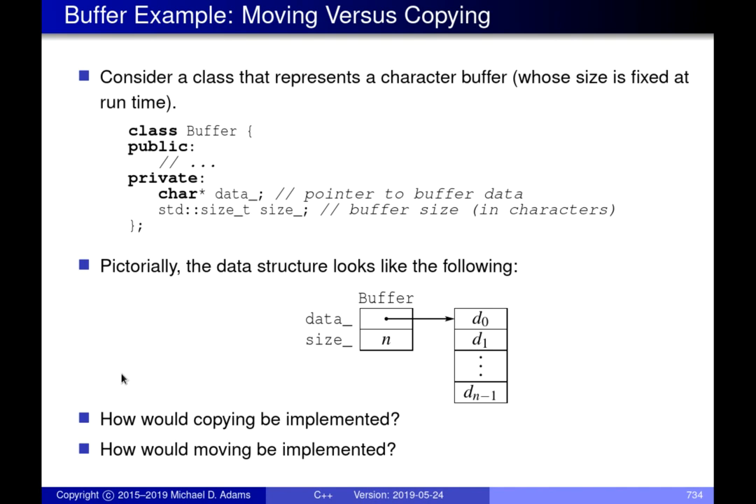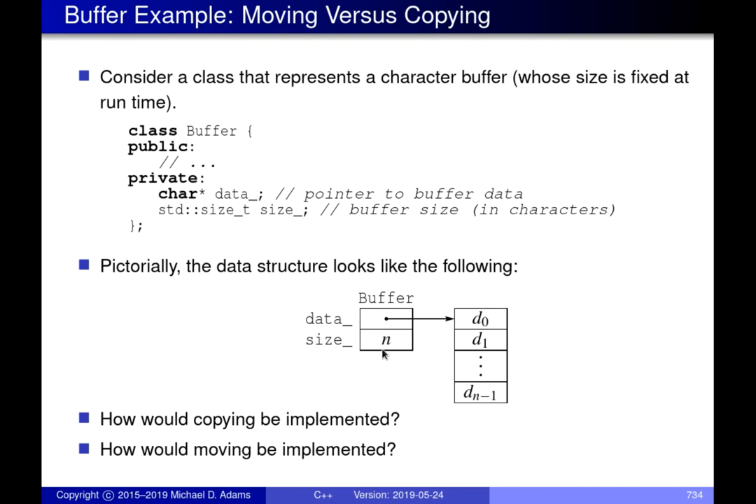So what I want to use for an illustrative example is just a simple character buffer. We have a class called buffer. We have a pointer to some chunk of data which holds the characters in our buffer, and then some count, which is telling us how big our buffer is. So in terms of the picture, we have a data structure which looks something like this. We have a pointer which points to some chunk of memory which has n elements in it, where n is the size. And then what I want to look at here is how could we implement moving?